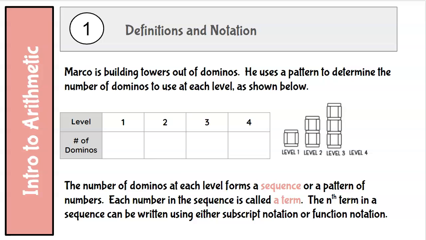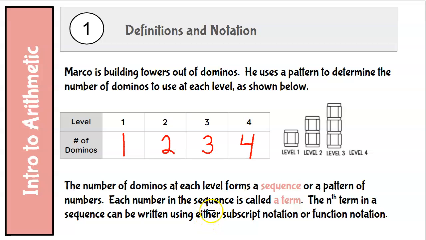First, a little bit of definition and notation, but let's look at this through an example. Marco is building towers out of dominoes. He uses a pattern to determine the number of dominoes to use at each level, as shown below. Level 1 is 1 domino, level 2 is 2 dominoes, level 3 is 3 dominoes, and level 4, well, we don't have level 4, but we can predict that level 4 is 4 dominoes.